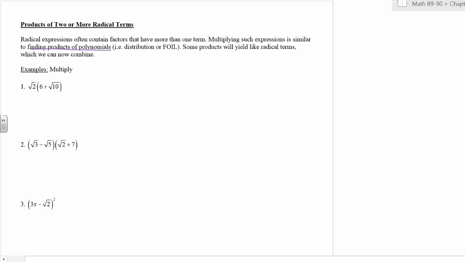My words are just not finding me today. Of finding products of polynomials, i.e. distribution or foiling. Some products will yield like radical terms, and then we will be able to combine them based on the approach we had on the first page. So if I tell you nothing on number 1, what would you think to do here? Distribute. Good. And that's exactly what we're going to do.